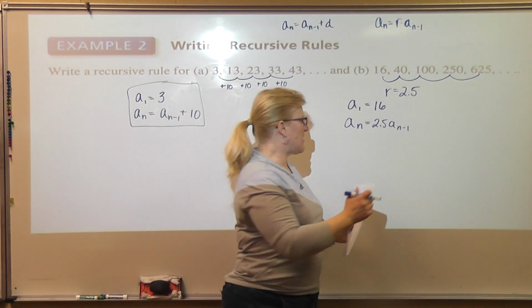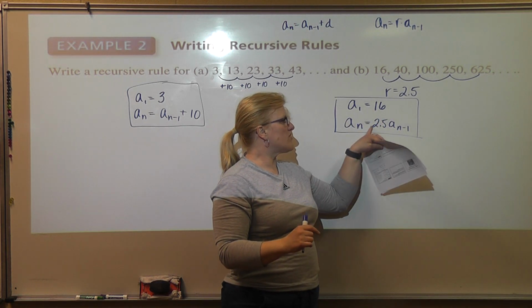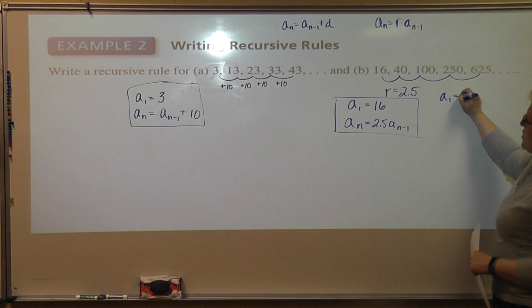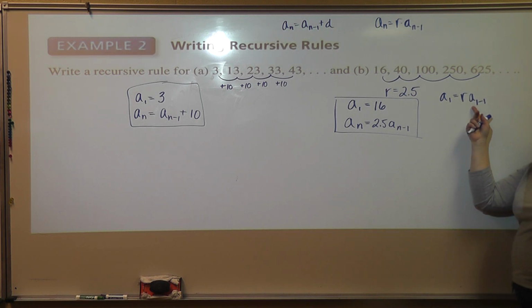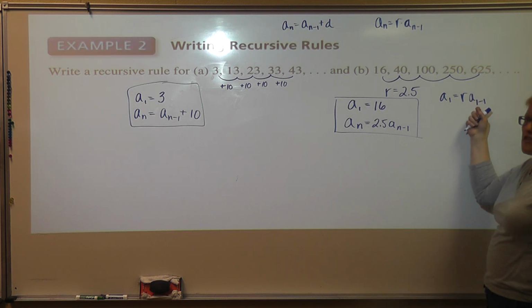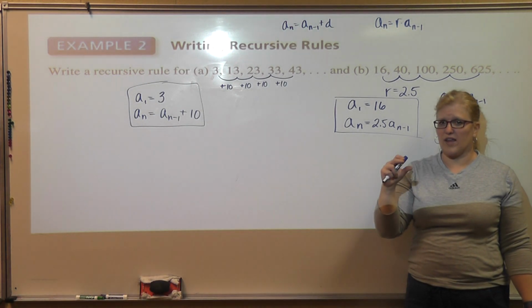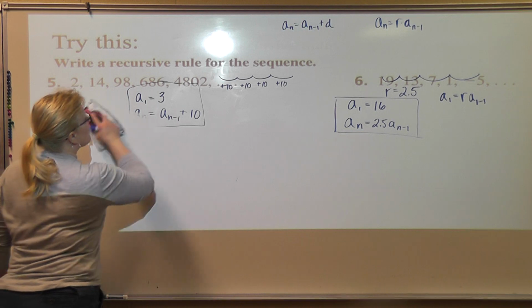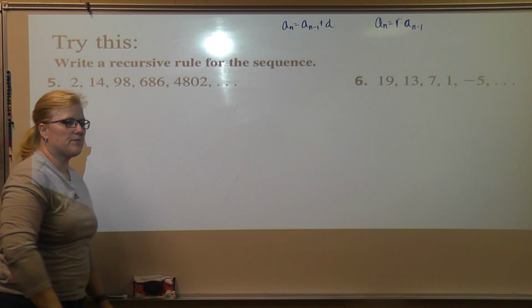Again, why does this have to be part of our answer, this a sub 1? Well, if I go to find a sub 1, say I go a sub 1 equals r times a sub 1 minus 1. Well, I don't have an a sub 0. So there's always got to be, this one here is going to be the term that's before this one. So we've always got to start off with at least one term. Okay, so I want you to try these. So go ahead and pause right now.